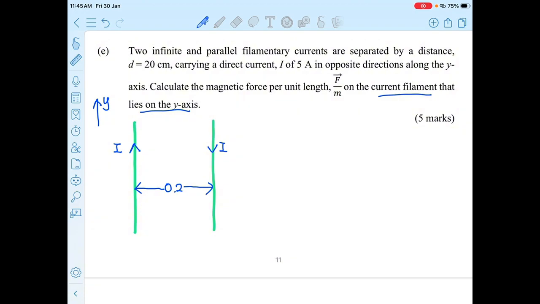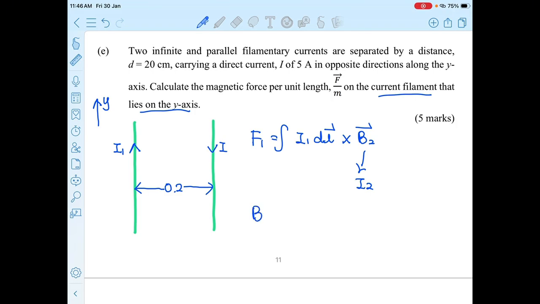Okay, so I think you just need to calculate the force acting on one of the current filaments because they will be the same, and we assume that this is I1. We want to calculate the force that is acting on I1. Okay, so the force acting on I1 is equal to the integral of I1 dL, and then cross product with B2. Okay, so B2 is the magnetic flux density that is generated by I2. So we can calculate B2 first.